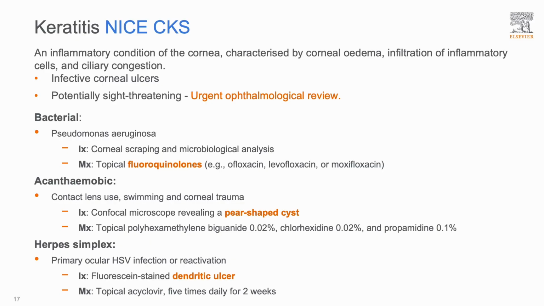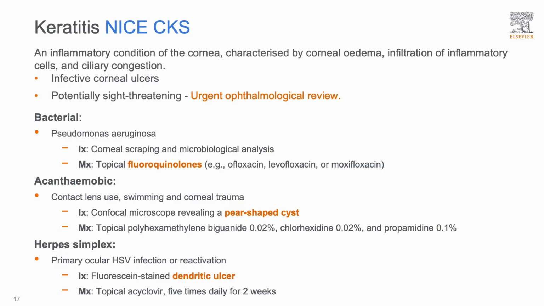The second type of keratitis is acanthamoebic. Risk factors predisposing patients to developing acanthamoebic keratitis include contact lens use, swimming, and corneal trauma. A confocal microscope revealing a pear-shaped cyst is characteristic and in keeping with a diagnosis of acanthamoebic keratitis. Management involves topical polyhexamethylene biguanide, chlorhexidine, and propamidine drops.